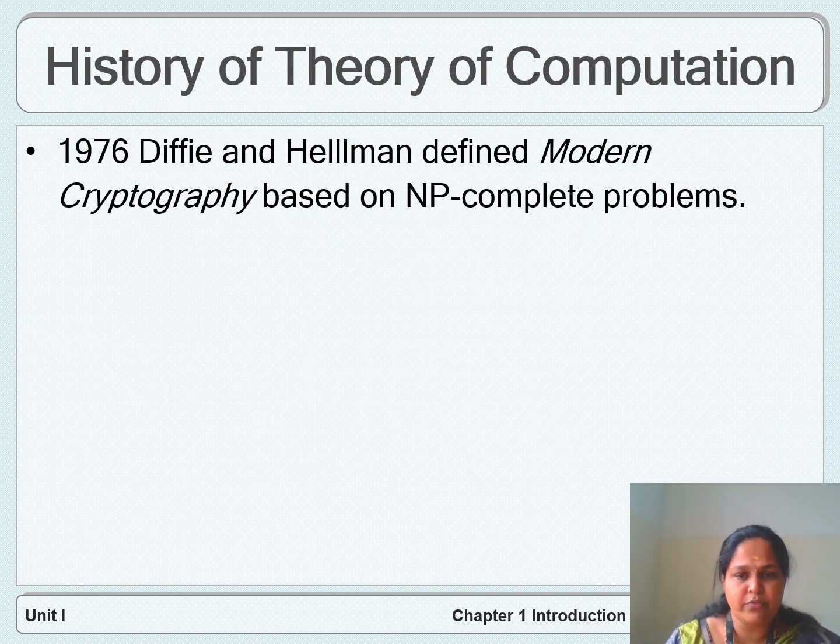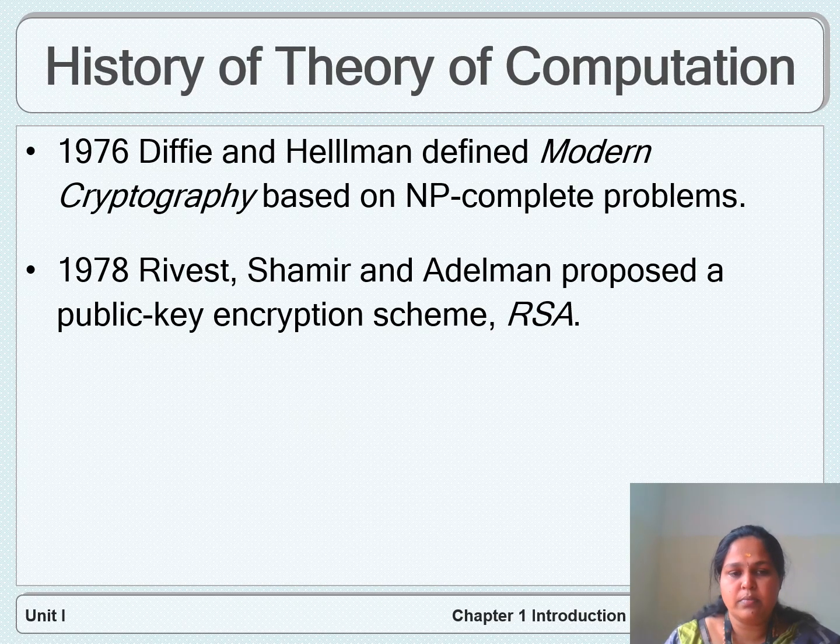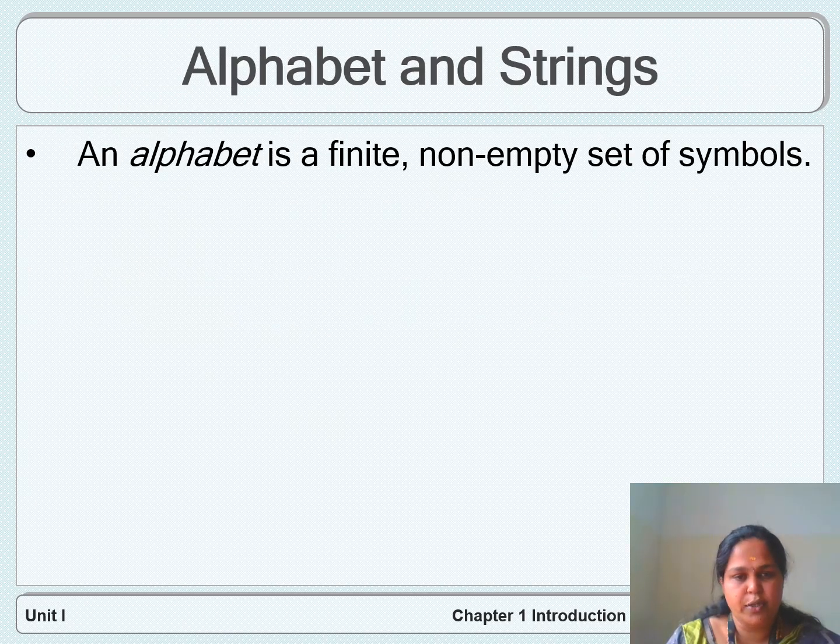In 1976, Diffie and Hellman defined modern cryptography based on NP-complete problems. In 1978, in cryptography we know the RSA algorithm, by Rivest, Shamir and Adleman, who proposed this public key encryption scheme. So these are the different milestones in the history of theory of computation.